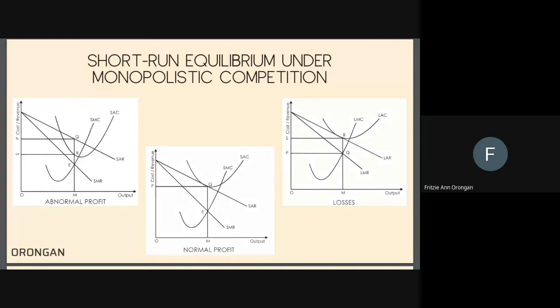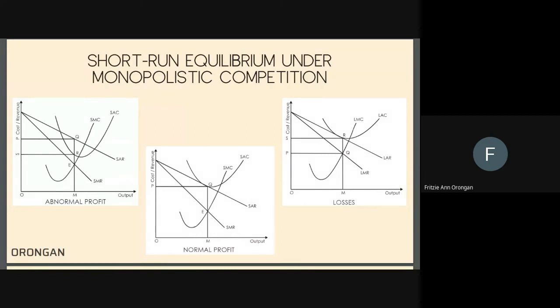The equilibrium output is OM, and at OM output level, the price is OP, which is also equal to average cost. The OPQM is the total revenue and total cost. So the firm is getting only normal profits. And the last diagram, so the firm is getting losses.